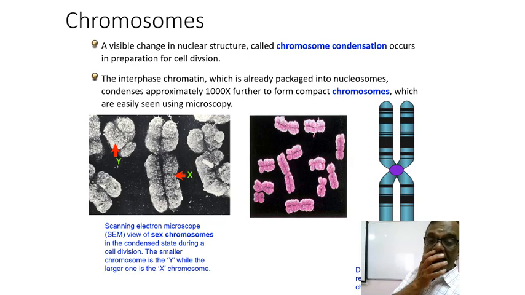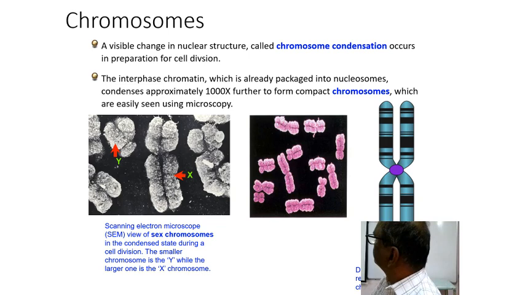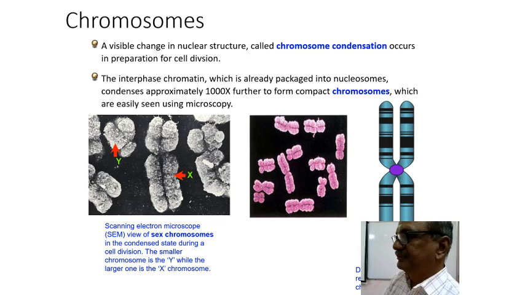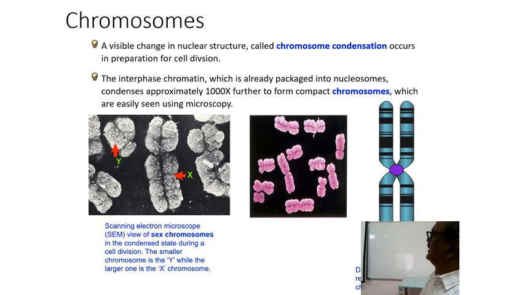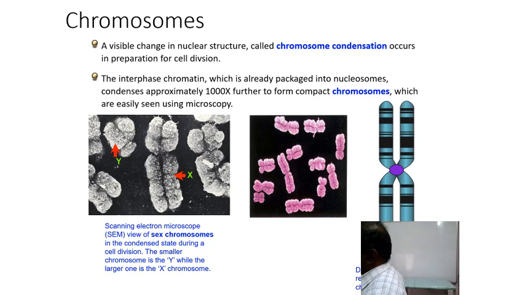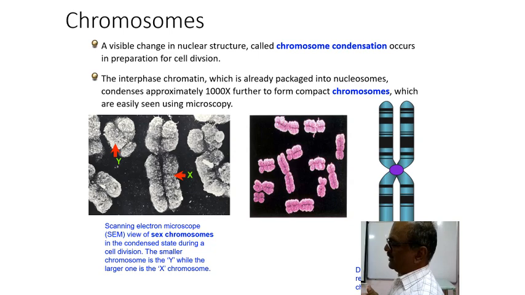Then the next important part in the nucleus is chromosomes. By a simple definition, what is a chromosome? A condensed form of genetic material. It consists of DNA and histone proteins. The visible change in the nucleus structure is only the chromosome condensation. The condensed form only we are able to see, and as it goes on opening, it becomes extended. At the final end only you can see the DNA double helix.